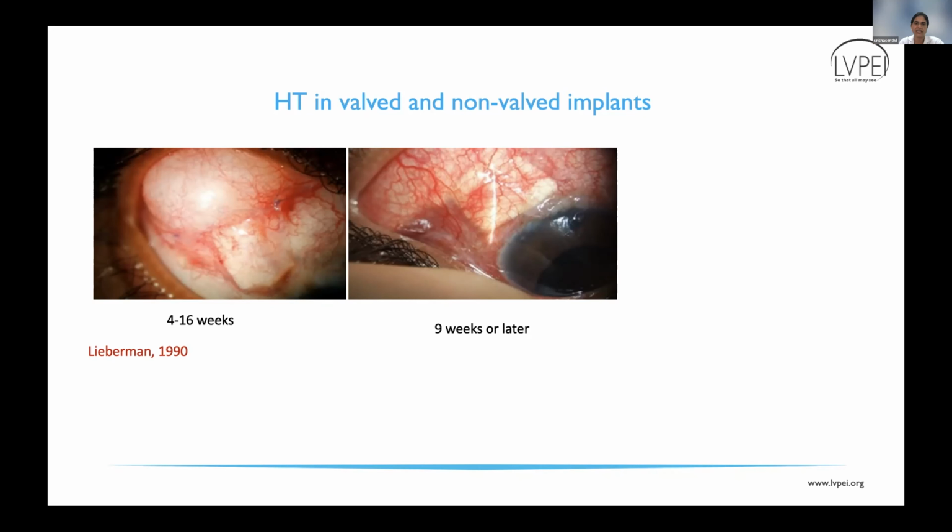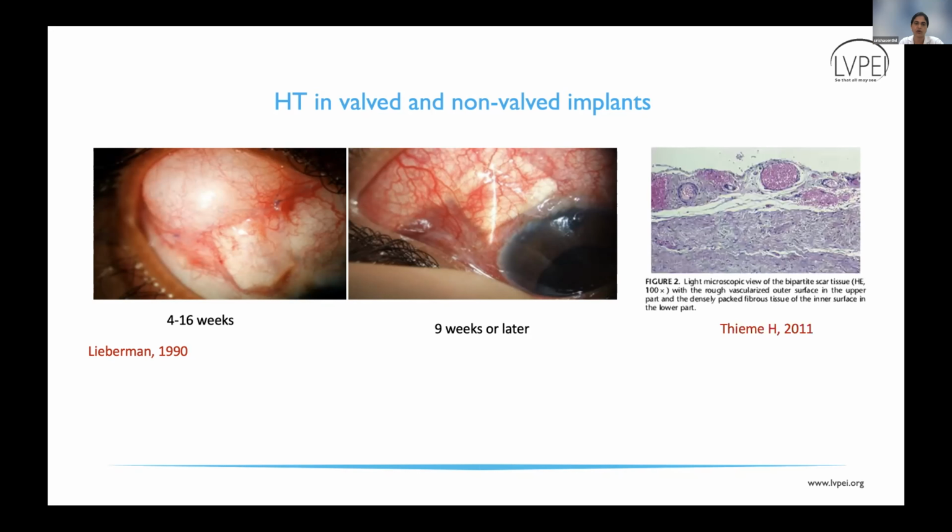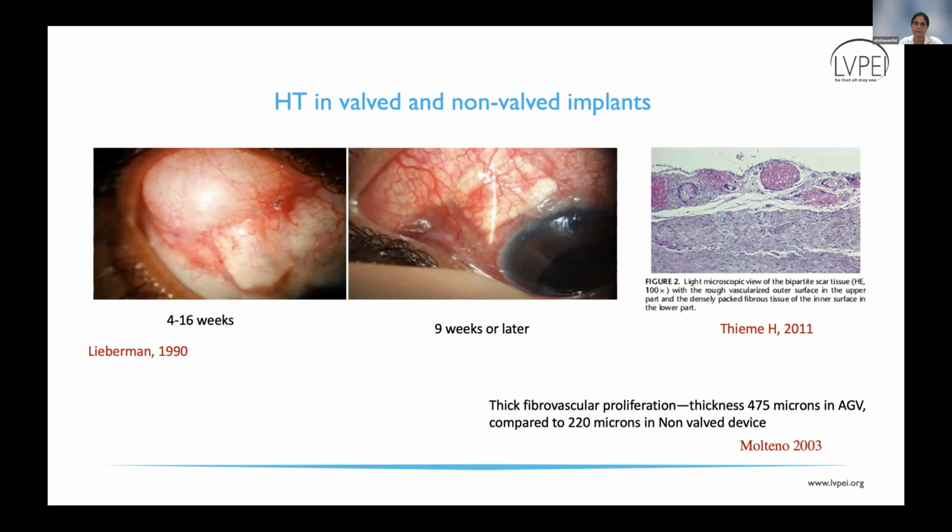And in a non-valved implant, it is less common and is also seen much later after the ligature opens up. And when you take a histology of this bleb wall, we realize that there is a fibrovascular tissue which is very thick. The outer layer consists of more of a vascular and inflammatory component, and the inner layer being a thick fibrous component. So this thick fibrovascular proliferation, remember, can be very, very thick in a valved device.